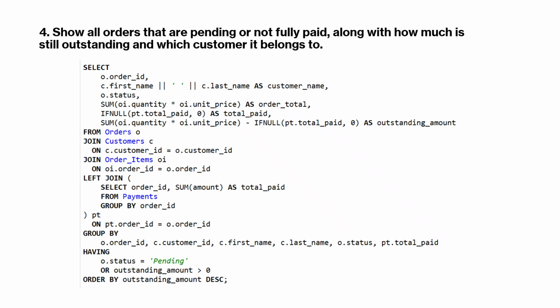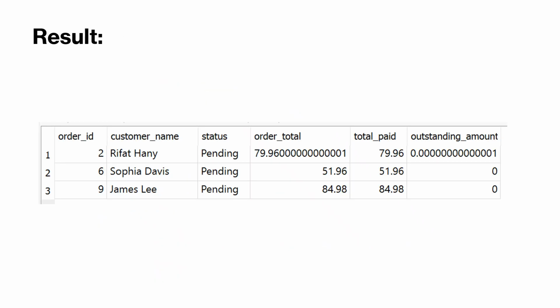So the final use case displays all orders that are pending or not fully paid. It also shows how much payment is still outstanding and which customer the order belongs to. This is useful for tracking unpaid balances and improving cash flow management. And here is the final result from the final SQL query.